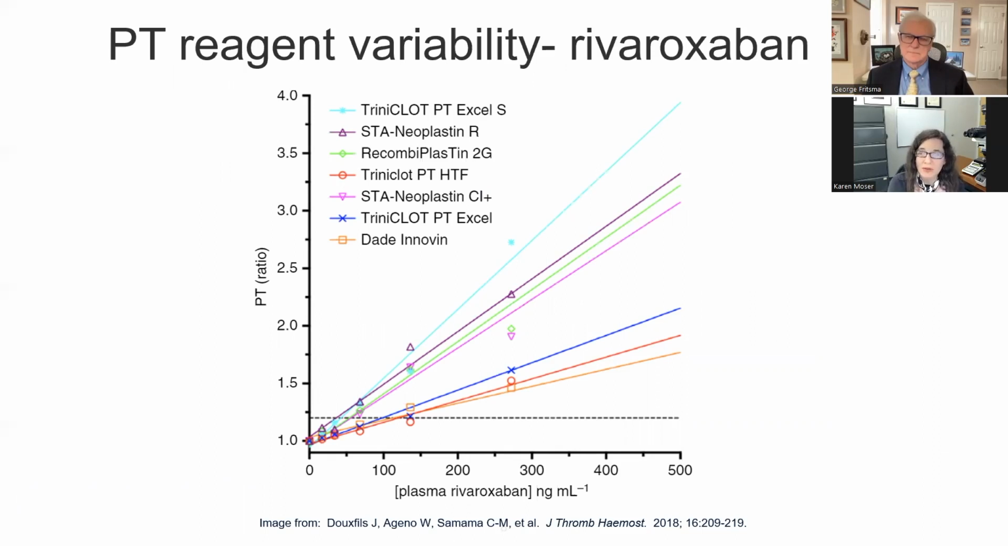And for a given degree of rivaroxaban concentration, there's quite a swing depending which reagent a laboratory is using in terms of how prolonged the prothrombin time might be. It's something to be aware of as a medical laboratory scientist and as a laboratory director. What are the properties of your particular PT reagent? And how does it play with these different direct 10A inhibitors?